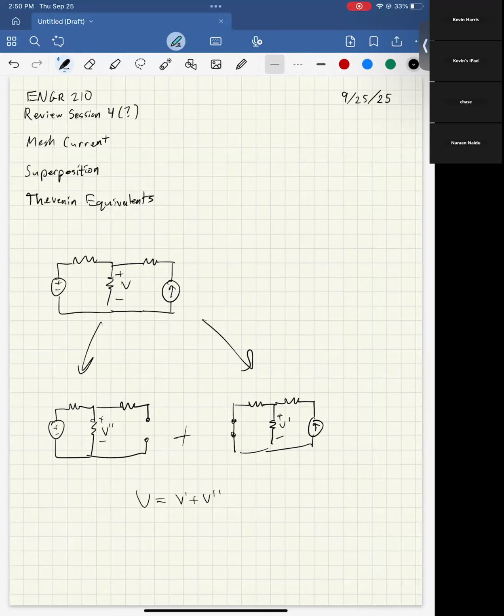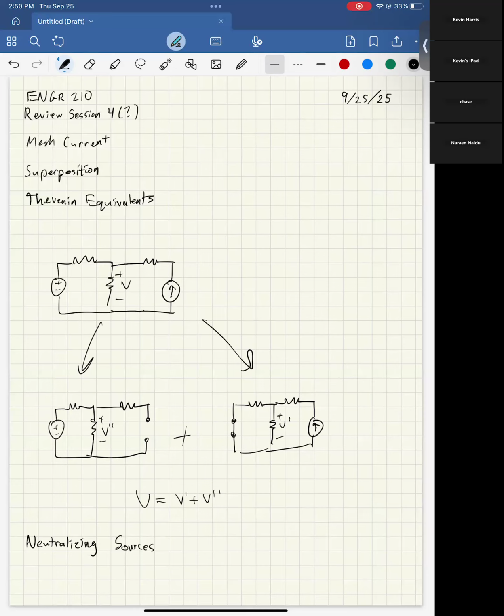The idea is always just: turn on one source at a time, solve the circuit, and then do it again for the other sources, and then add your answers together. One thing I will note is that when you are doing this, you have to neutralize the other sources. Because you'll be doing this a bit, you'll also be doing this for Thevenin equivalence.